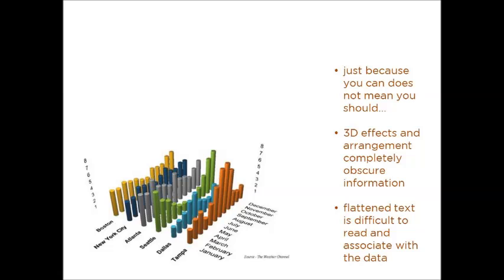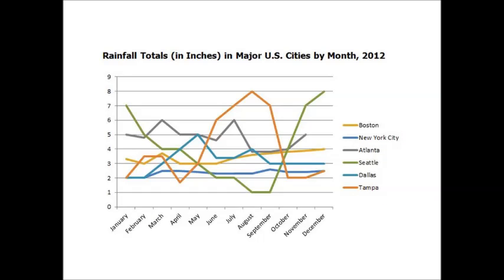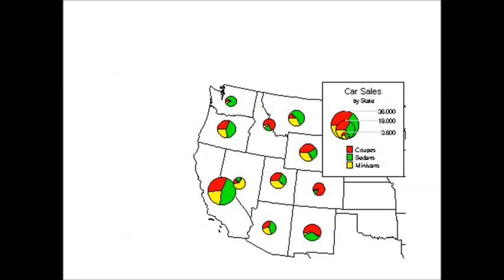Try to figure out how many inches of rain Atlanta got in June or Dallas got in November. It's impossible. This isn't a perfect fix, in part because I can't remember the original context and audience for the data display we just looked at. But this presents the same information, rainfall total in inches in major U.S. cities by month, in a much more clear way. We can actually see the data, and we can compare it much more easily.